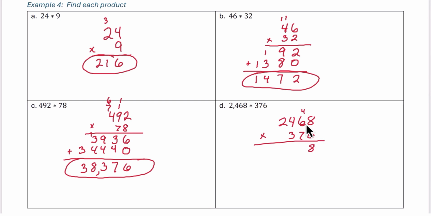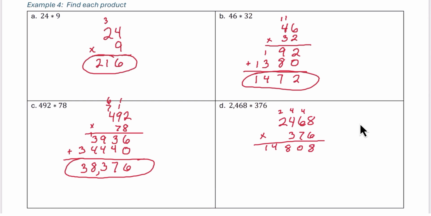6 times 6 is 36, plus 4 is 40. Write down the 0 and carry the 4. 6 times 4 is 24, plus 4 is 28. Write down the 8, carry the 2. 6 times 2 is 12, plus 2 is 14.